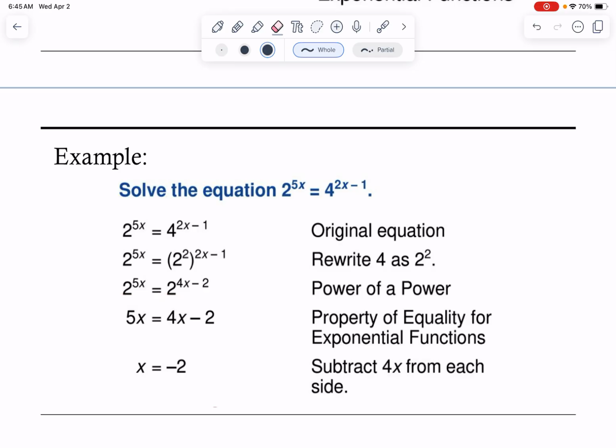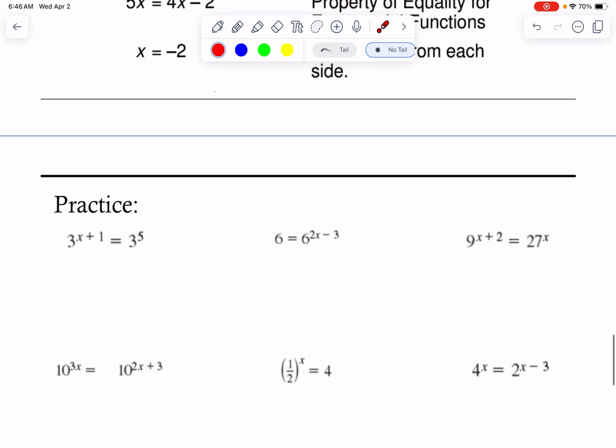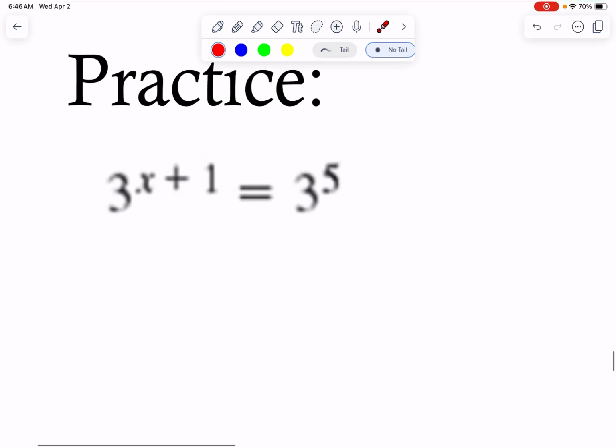The next one here, notice the bases are not the same. So I'm going to change the 4 to a 2 squared. Do the power to a power rule, which was 4x minus 2. Now that the bases are the same, we're going to set the exponents equal to each other, and we're going to solve the linear equation. So we're going to move the 4, so x is equal to negative 2. Okay, let's go ahead and practice some.